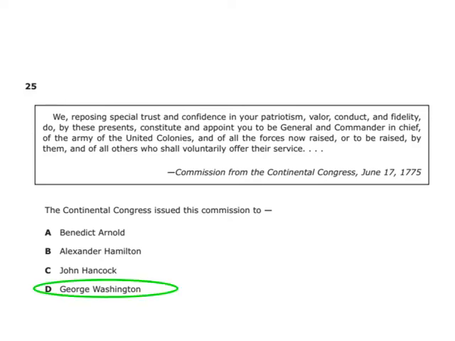Yeah, that's George Washington, the commander of the Continental Army, right?